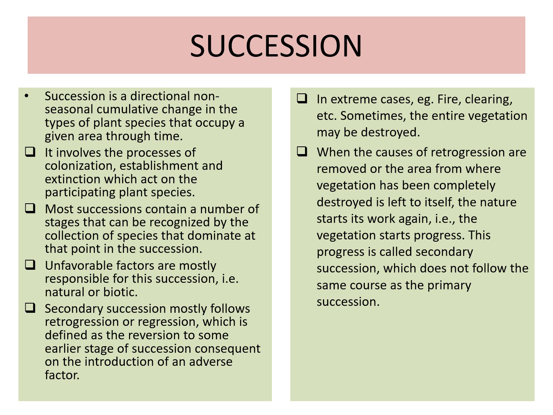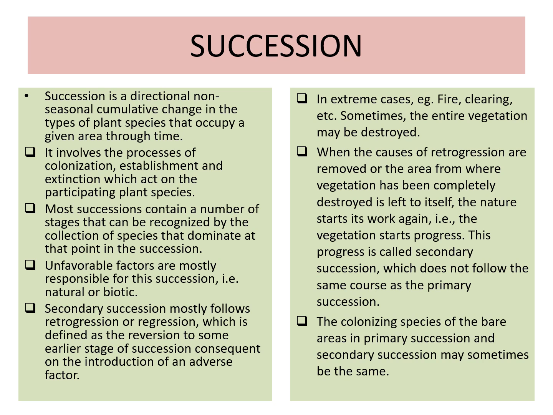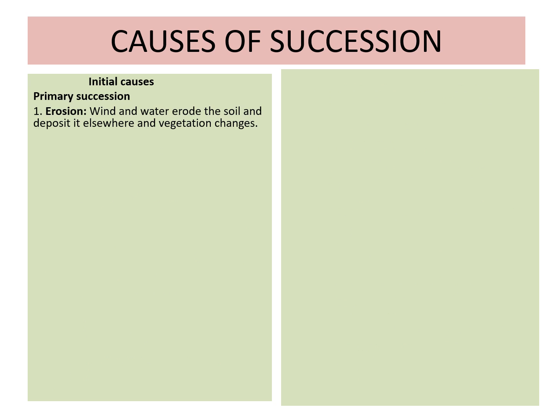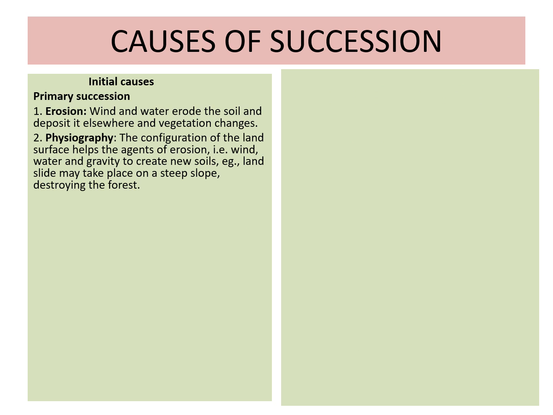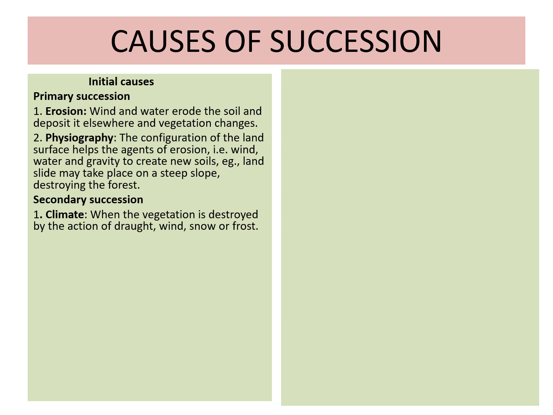That is, the vegetation starts to progress. This progress is called secondary succession, which does not follow the same course as the primary succession. The colonizing species of a bare area in primary succession and secondary succession may sometimes be the same. Causes of succession. Initial causes. Primary succession. First, erosion. Wind or water erode the soil and deposit it somewhere and the vegetation changes. Second, physiography. The configuration of land surface helps the agents of erosion, that is wind, water or gravity, to create new soil. For example, landslides may take place on a steep slope, destroying the forest.